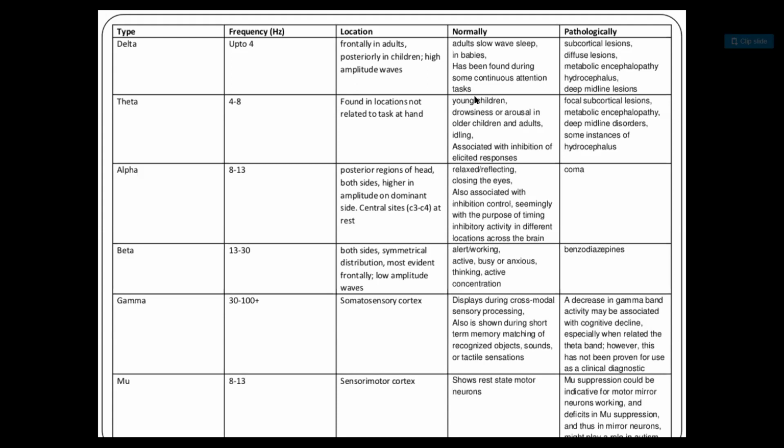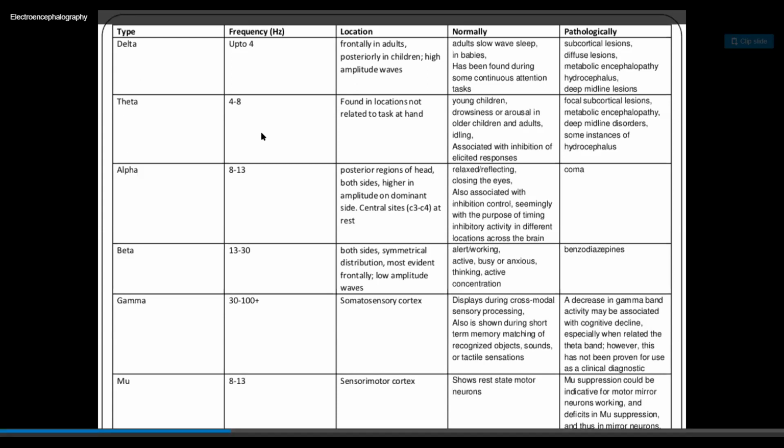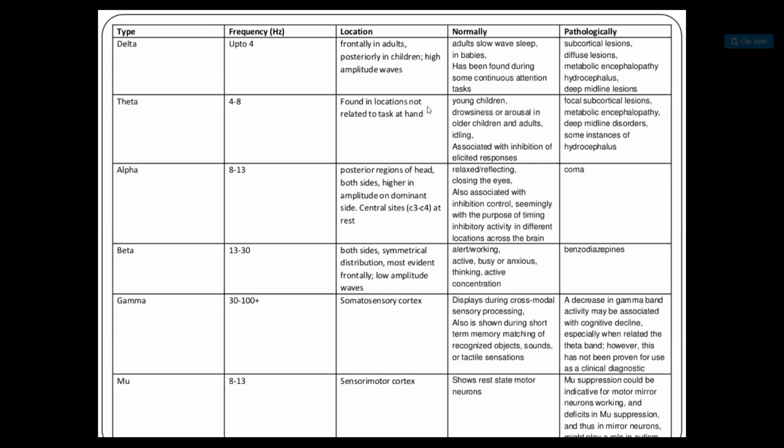Now, next one is the theta wave. What is the theta wave? It takes between 4 to 8 hertz. It is found in locations not related to the task at hand. For example, in young children, drowsiness, or arousal in older children and adults, idling, associated with inhibition of elicited responses. So what are the pathological conditions that you look into? Focal subcortical lesions, metabolic encephalopathy, deep midline disorders, some instances of hydrocephalus.